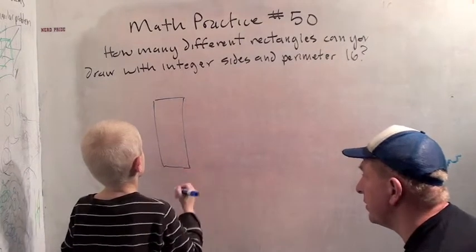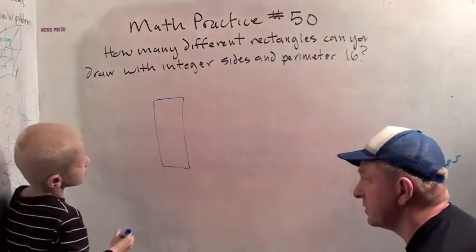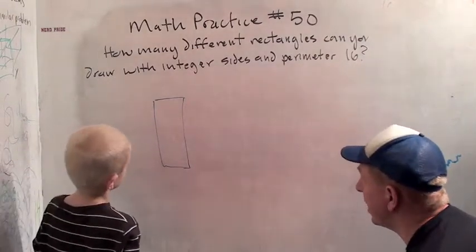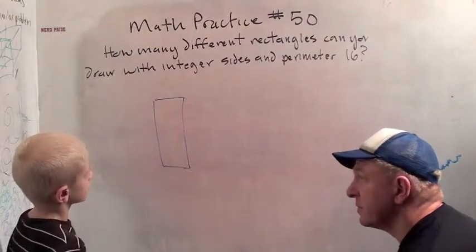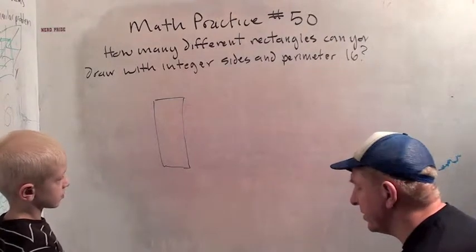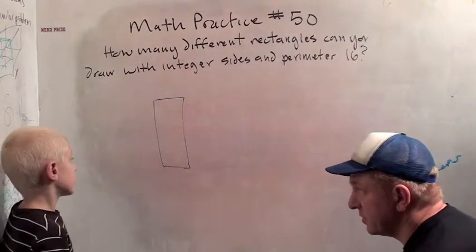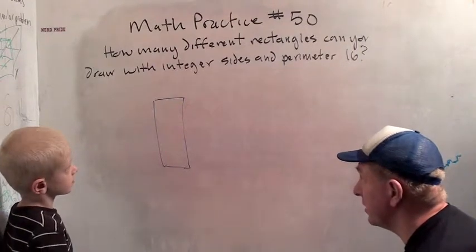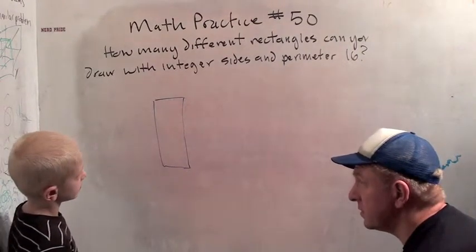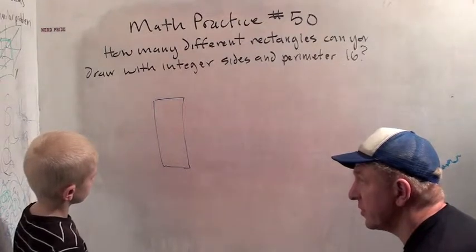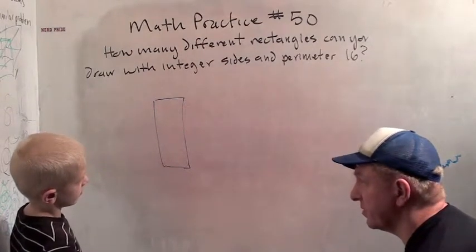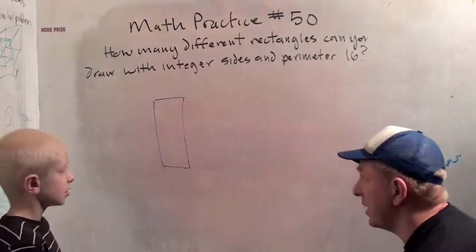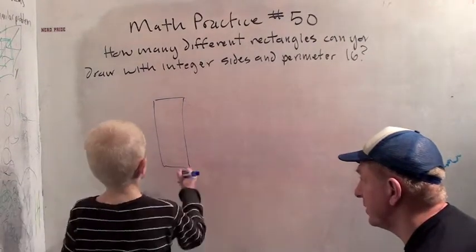Okay, and what do we know? What's the only thing we know about this rectangle? It has a perimeter of 16, and we're trying to figure out how many different ones there are. So where would be a good place to start? Well, we could try to find out the missing side lengths. Yeah, let's do that. Start easy. What's the smallest number that could be one of the sides, since we know they're integers? 1. Yeah, so make one of those sides 1.